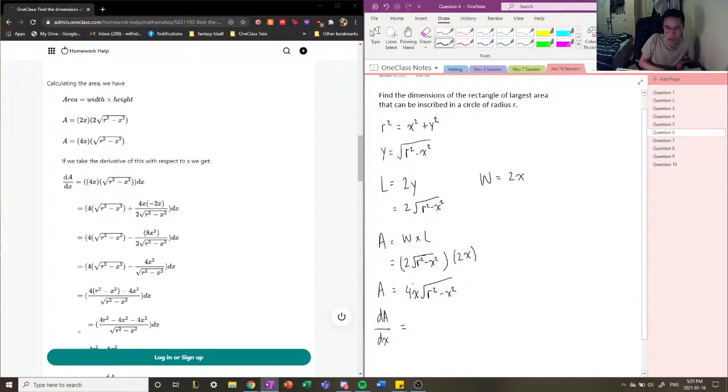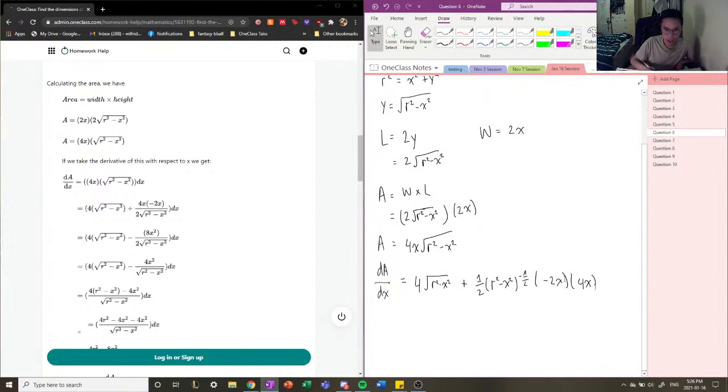So we're going to use the product rule, we're deriving this first function first, so it's going to be 4 times the root of r squared minus x squared, and we're going to add it to the derivative of the second function, which is going to be half of r squared minus x squared to the power of negative half, times the derivative of the inside function, which is going to be negative 2x. Okay? Did I forget anything? Oh, and times 4x. Okay?